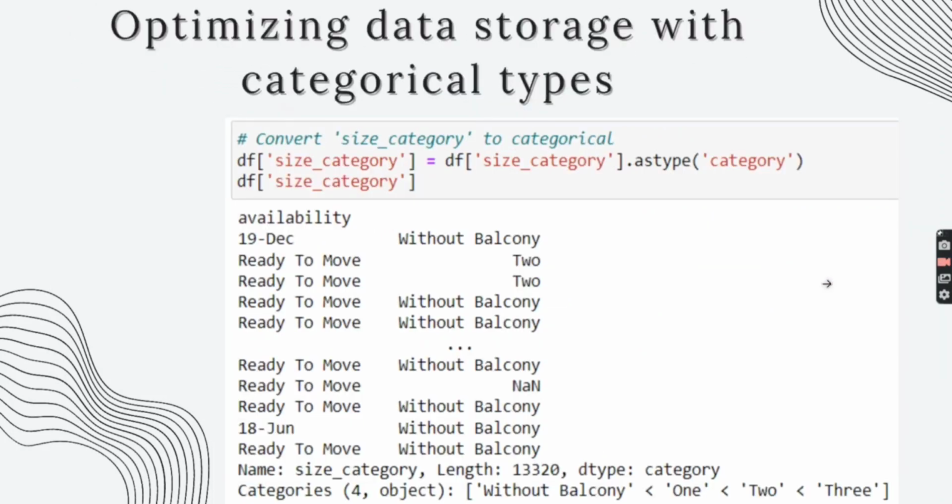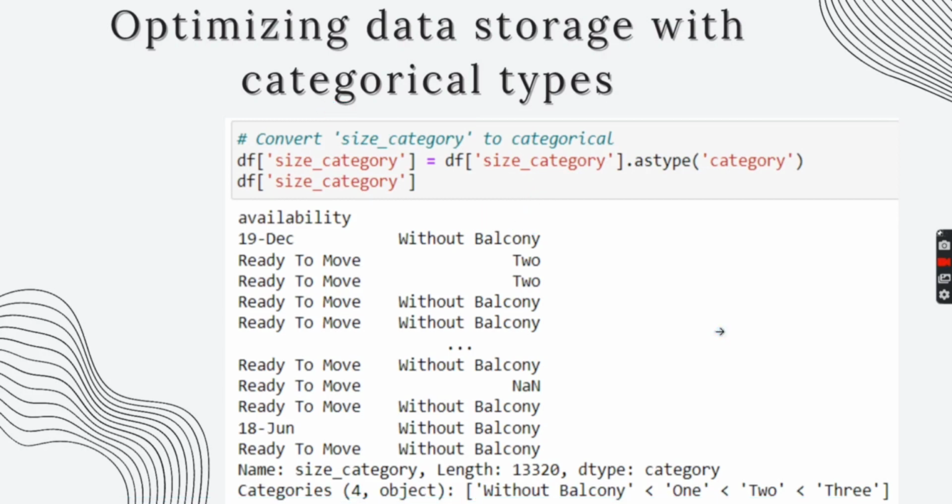Let's optimize the data storage with categorical types as well. So use the categorical type to optimize the data storage. We are converting the size category into the categorical type, which reduces the memory usage and also speeds up the operations on these categorical columns. So while we use it, we get to see the availability with the balcony mentioned sizes, as the size category is based on the balcony column.